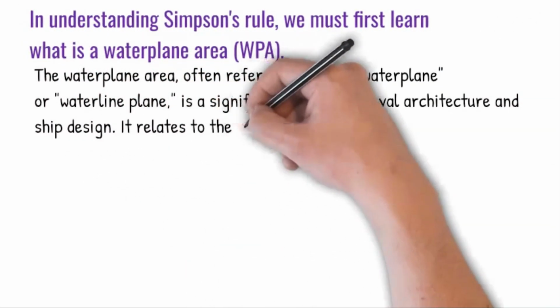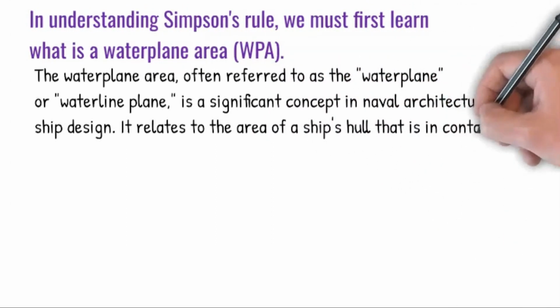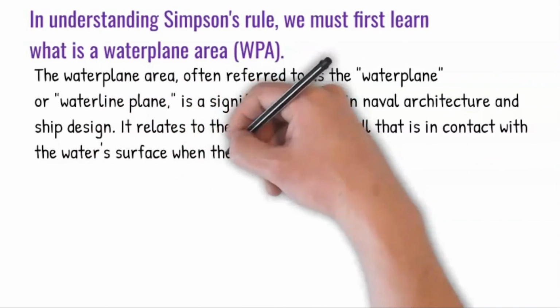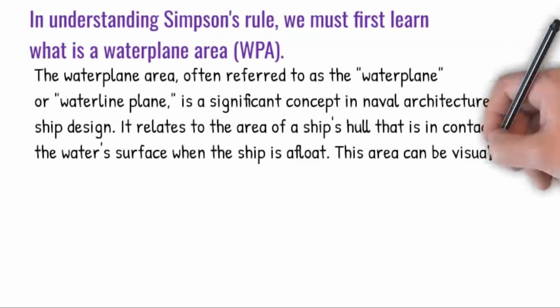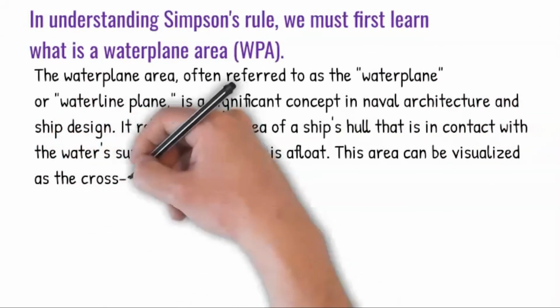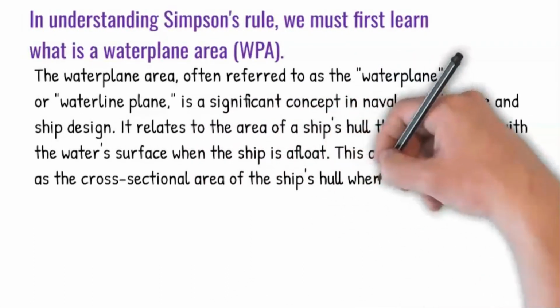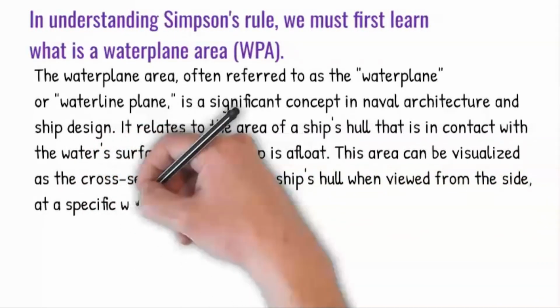It relates to the area of a ship's hull that is in contact with the water surface when the ship is afloat. This area can be visualized as the cross-sectional area of the ship's hull when viewed from the side at a specific waterline or draft.